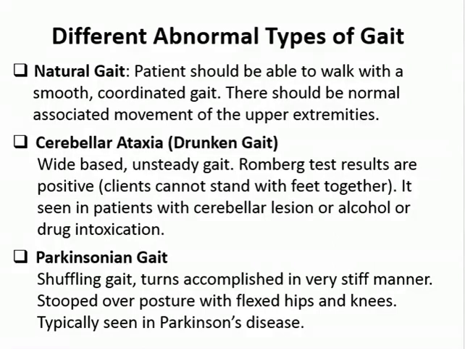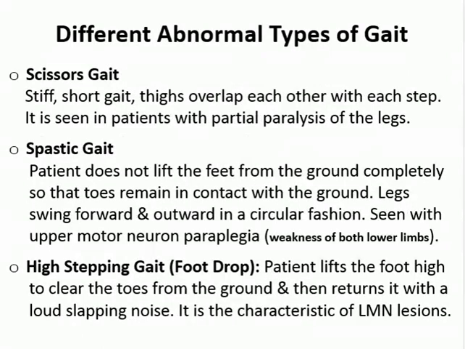Parkinsonian gait. Shuffling gait, turns accomplished in a very stiff manner, stooped over posture with flexed hips and knees, typically seen in Parkinson disease. Scissors gait. Stiff short gait, thighs overlap each other with each step. It is seen in patients with partial paralysis of the legs.